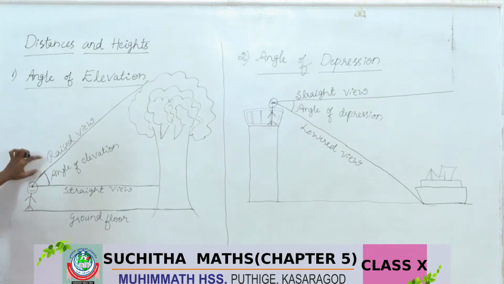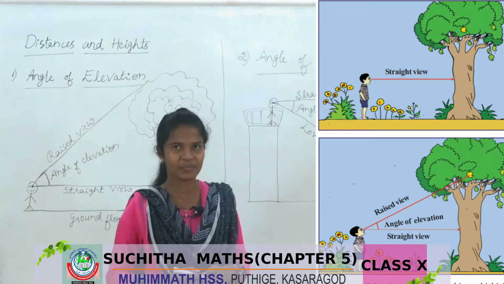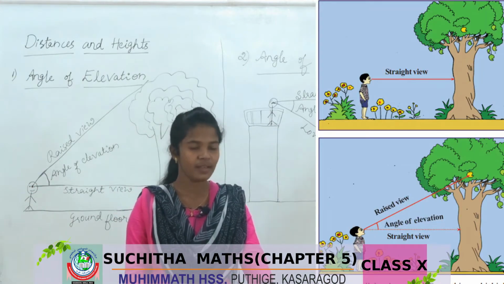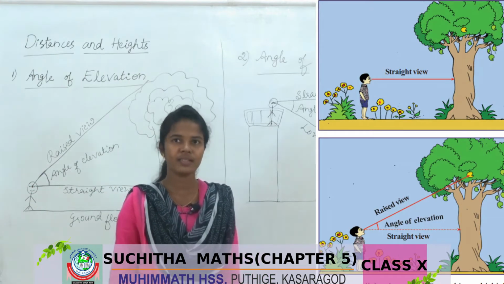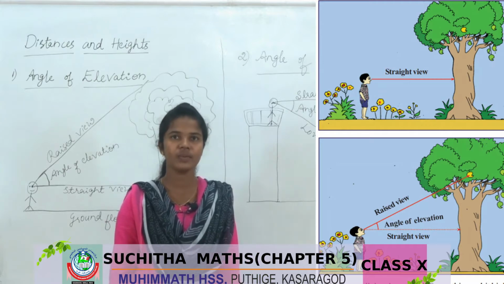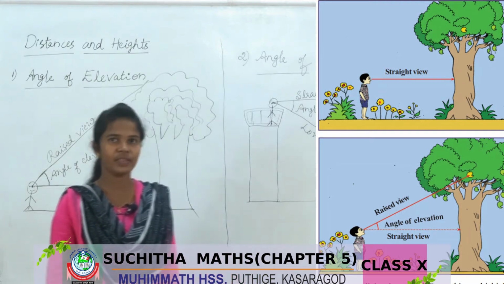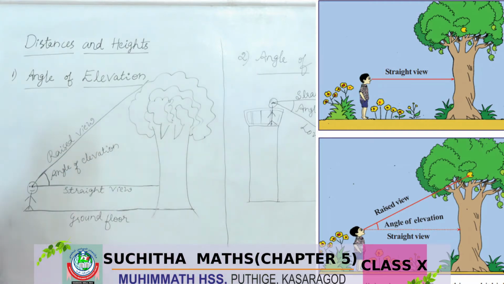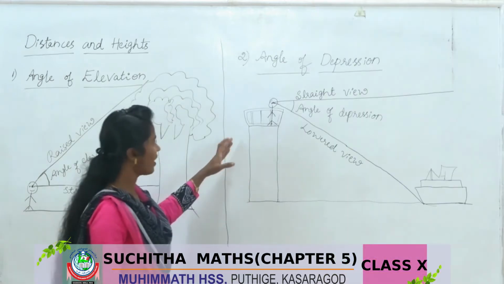The angle between the raised view and straight view is the angle of elevation. Listen to the picture. The angle between the straight view and raised view is called the angle of elevation. Okay. Then the second one, angle of depression.